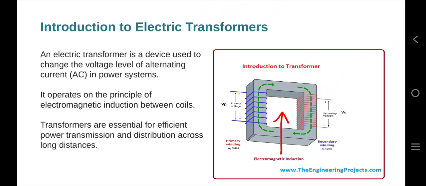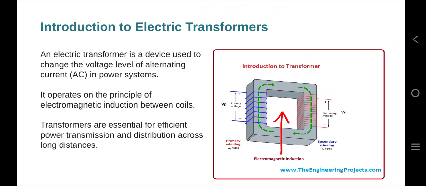A transformer is a machine that transfers electrical power from one circuit to another without changing the supply frequency. In other words, an electrical transformer is a device used to increase or decrease the voltage level with a corresponding decrease or increase of current in the power systems. That means we use the transformer generally to increase or decrease the voltage level with a corresponding decrease or increase of current in the power systems.